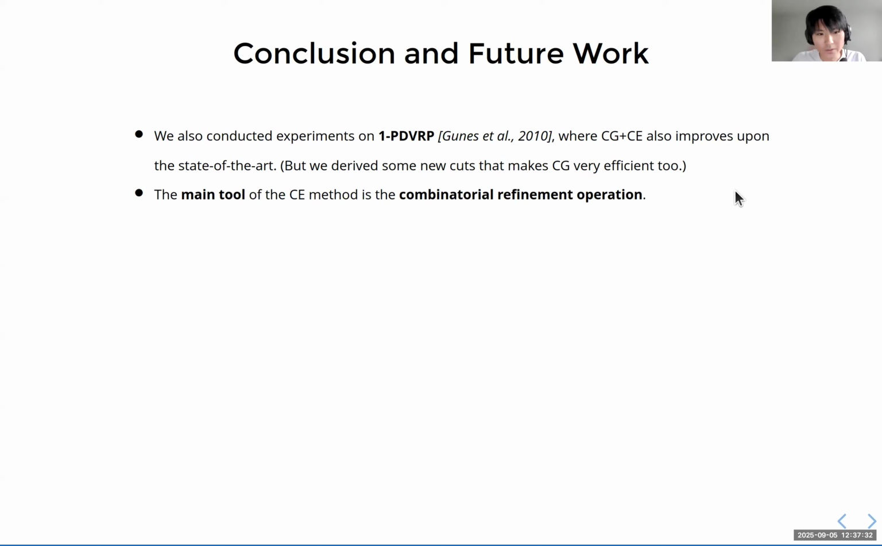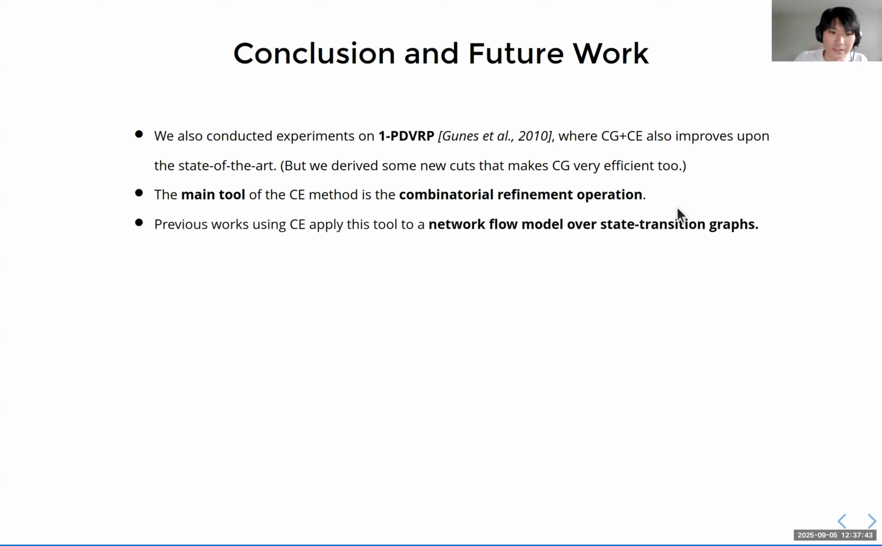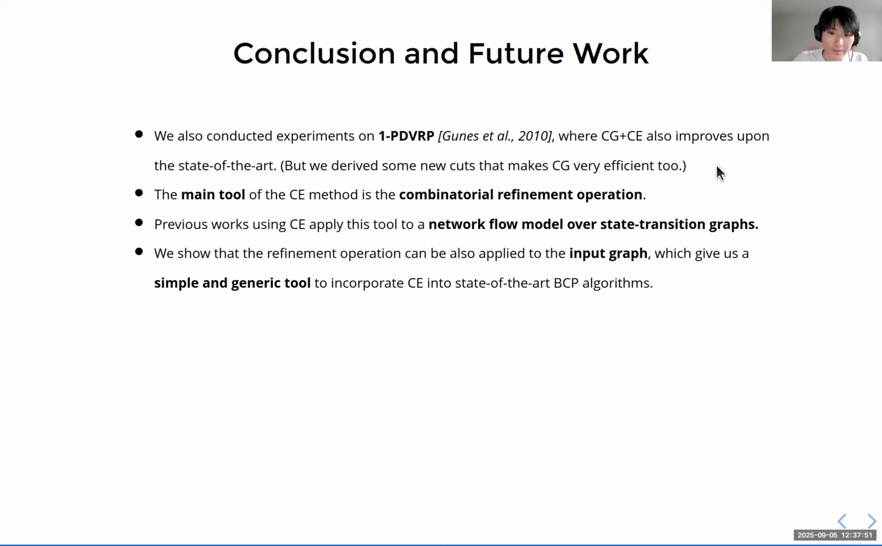And a more general conclusion here, in my opinion, the main tool of this column elimination method is that combinatorial refinement operation. And while previous works applied this tool to refine these state transition graphs or decision diagrams, for example, what we did is that we apply that tool to refine the input graph instead. And this gave us a fairly simple but generic tool that allows us to easily incorporate column elimination into some state-of-the-art BCP algorithms.